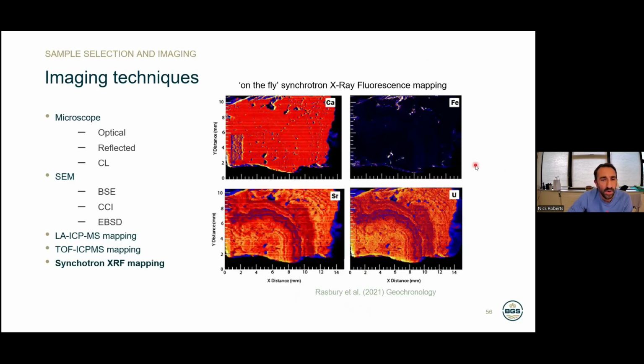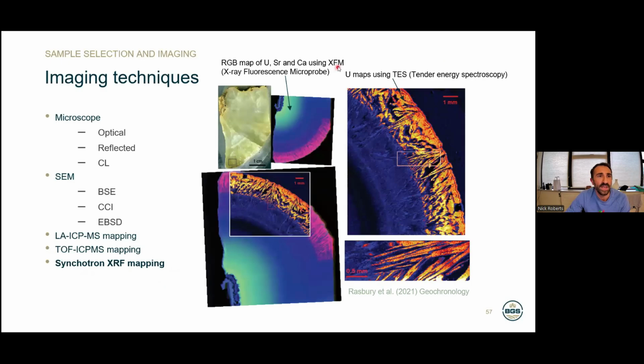A technique that's a lot more specialist is using the synchrotron, or beam lines on synchrotron machines, and there are various different beam lines that people use for carbonates. This one's called on-the-fly X-ray fluorescence mapping. We can see really nice uranium zonation in this carbonate, and correlate that with the strontium zonation.